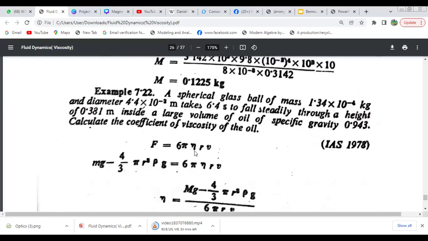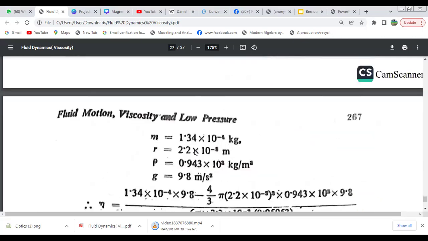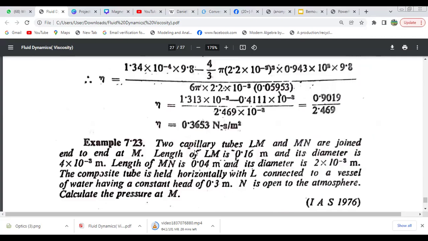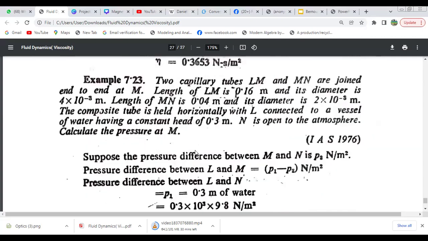This is also another example. This is Stokes' equation. Using the equation, you can calculate the coefficient of viscosity. And here also, calculate the pressure at point M.